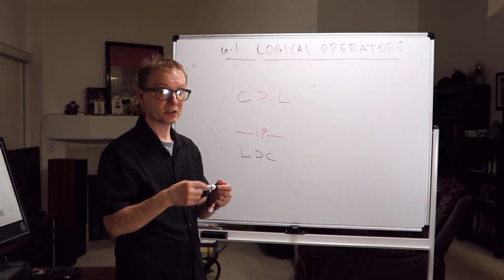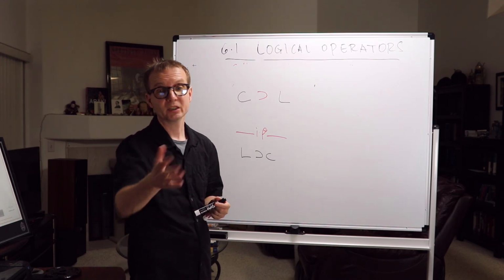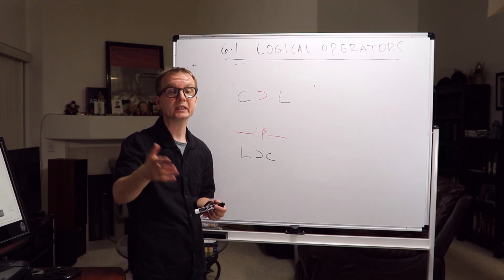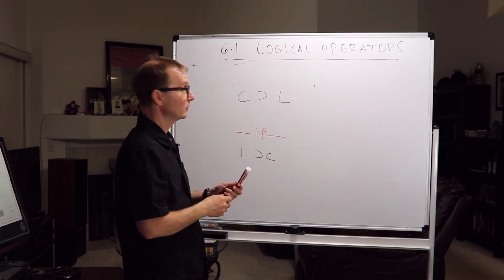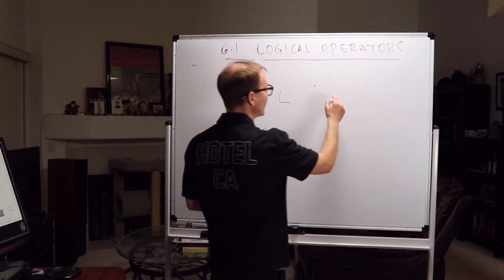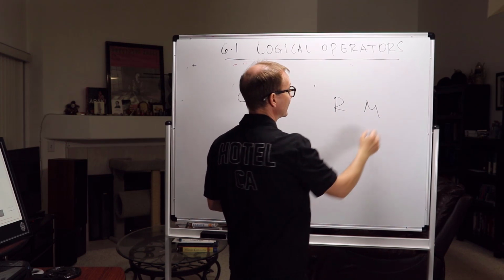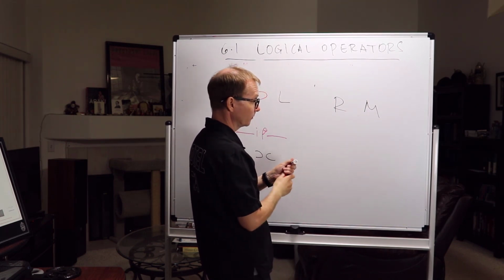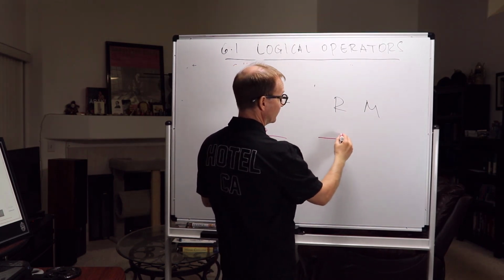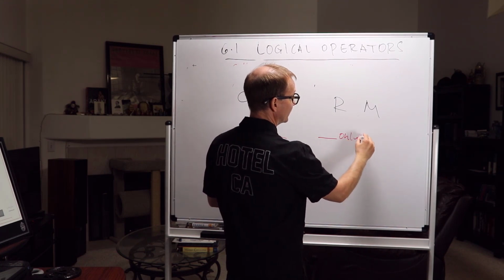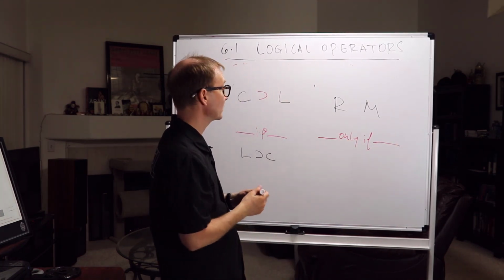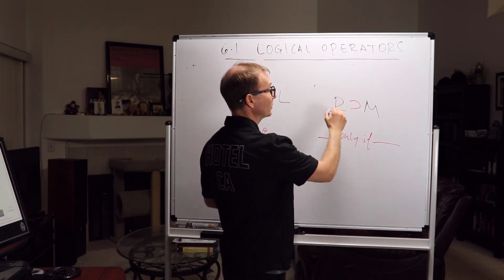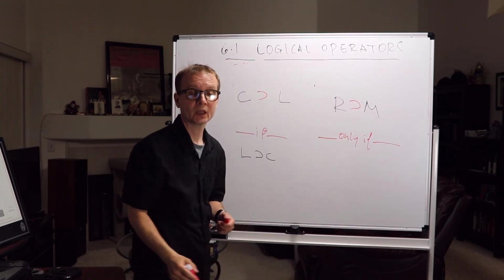One more thing. Reese Witherspoon wins Best Actress only if Martin Scorsese wins Best Director. Right? So this is R and M. How do you connect them? Well, it is blah blah blah only if blah blah blah. So in that case you don't switch them around. In that case it just looks the same way.